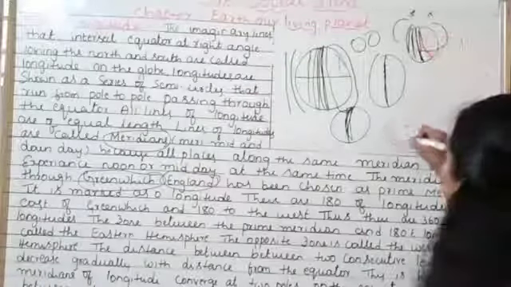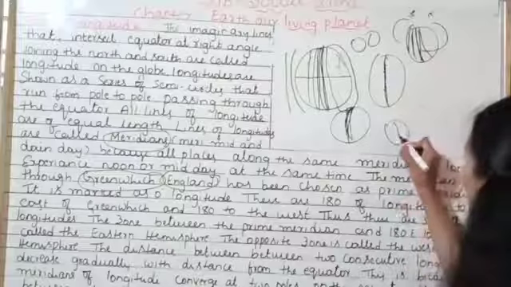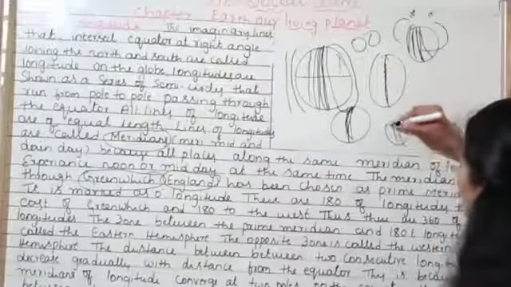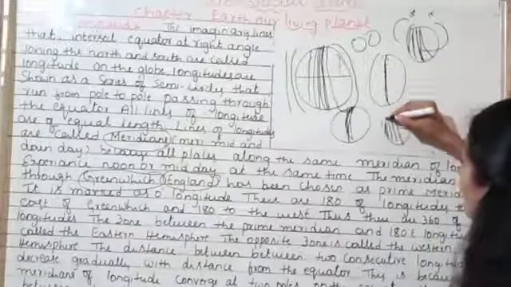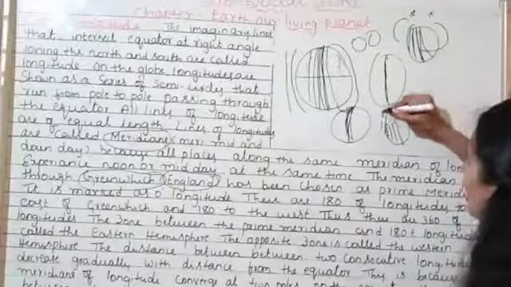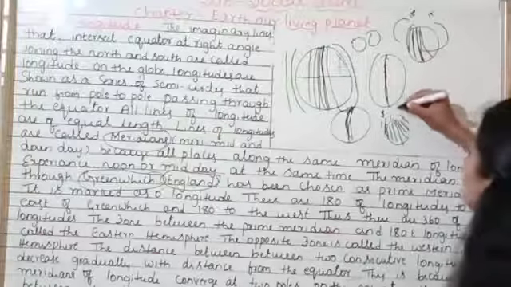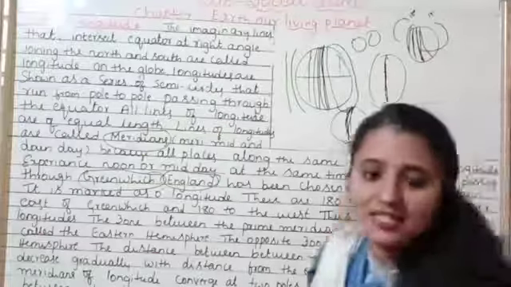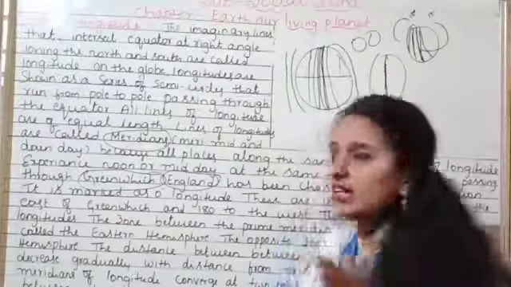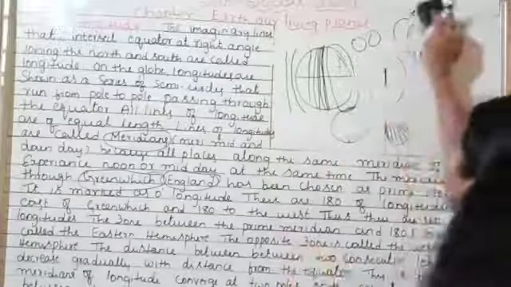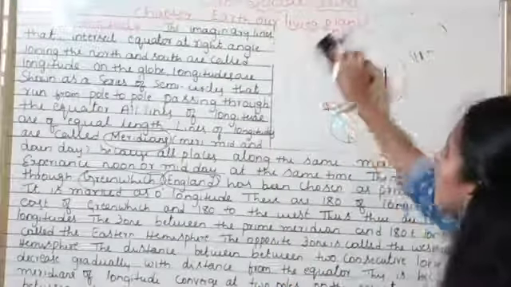Observe that this line is the prime meridian. From this prime meridian, if you go like this up to here, 180 degrees there. From this side, if you go continuing like this, here also 180 degrees. So eastward 180 is there, and westward also 180 is there.